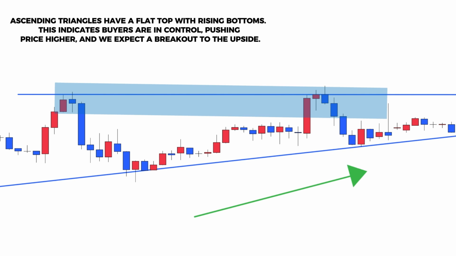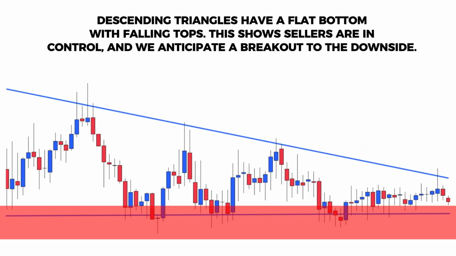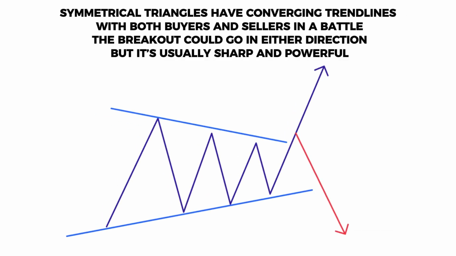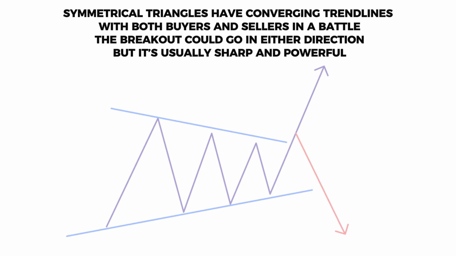This indicates buyers are in control, pushing price higher, and we expect a breakout to the upside. Descending triangles have a flat bottom with falling tops. This shows sellers are in control, and we anticipate a breakout to the downside. Symmetrical triangles have converging trend lines, with both buyers and sellers in a battle. The breakout could go in either direction, but it's usually sharp and powerful.